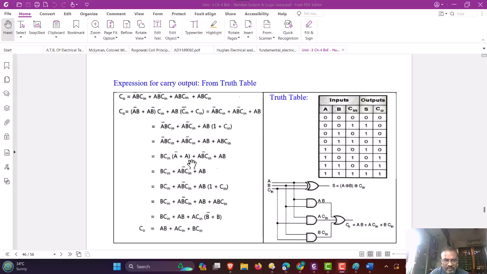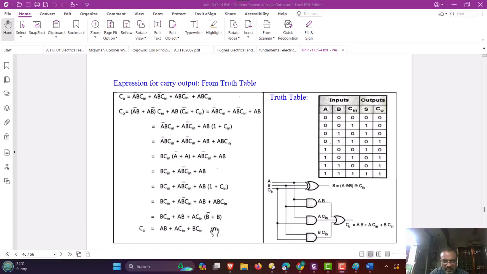So we come to this term. Already, because A bar or A is 1, now again we will substitute 1 equal to 1 or C in and multiply it with AB. After multiplication by AB, we are getting AB or ABC in.